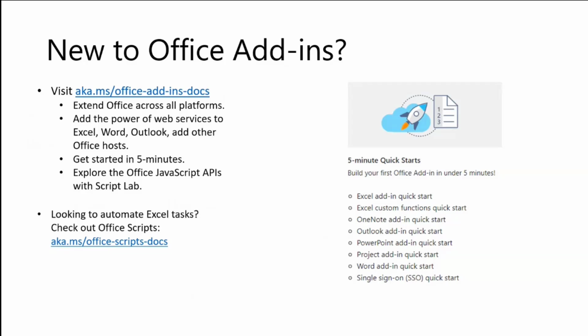If you're new to Office Add-ins, here's some ways to get started. If you go to the aka.ms link for Office Add-ins docs, there's a number of quick starts on there where you can just build the first Office add-in in under 5 minutes. Great way to get started. Or you can go take a look at Script Lab, which is a nice way to try out some code without having to set up a dev environment. You just go into the add-in and you can try out some code. And if you're looking to do some automation stuff like automating Excel tasks, go check out Office Scripts at the aka.ms Office Scripts docs link.